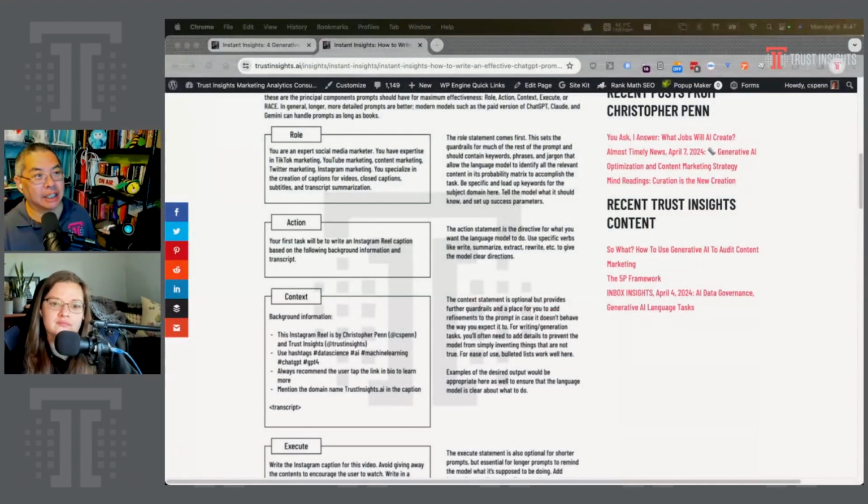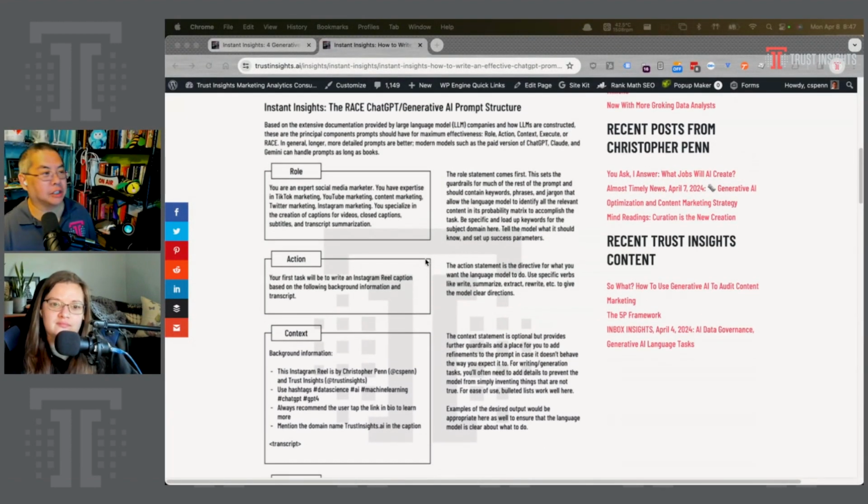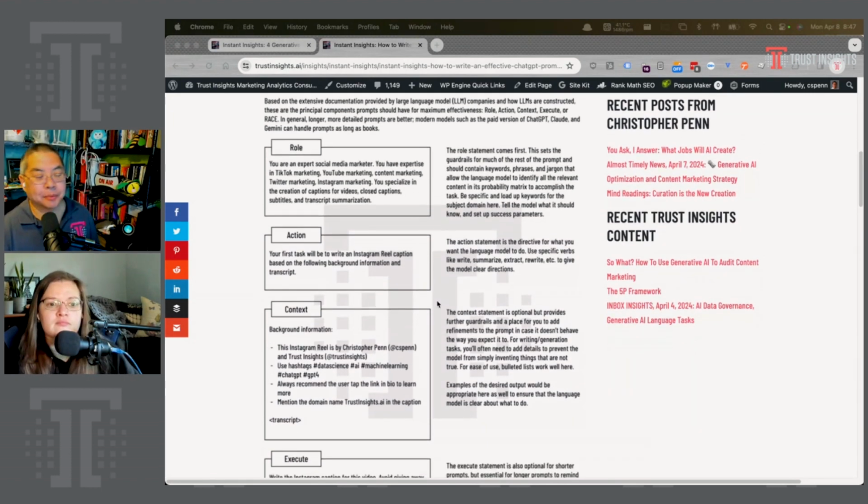Exactly. So one of the most popular things that we've produced along those lines is our RACE strategy for prompting generative AI, right? So role, action, context, execution. And if you follow this framework for using generative AI, it's a good starting point. It's not by any means the be-all and end-all of prompting, but it's a good place to start, especially if you are new to language models.